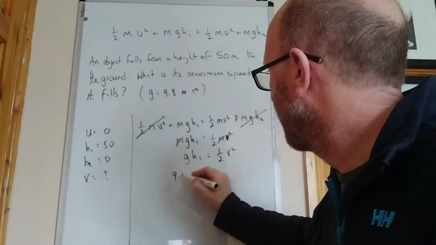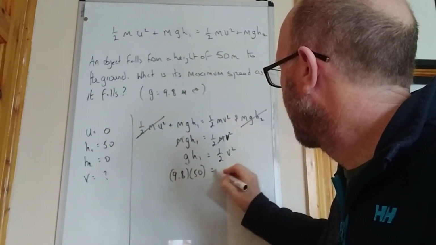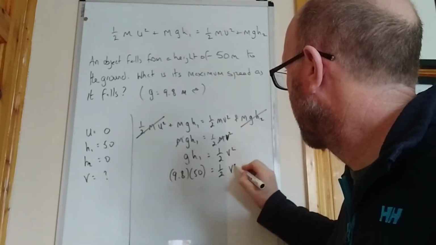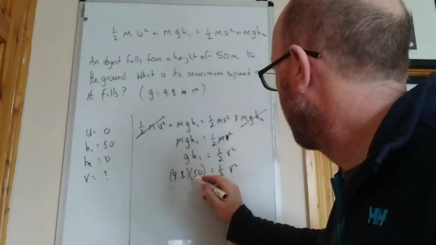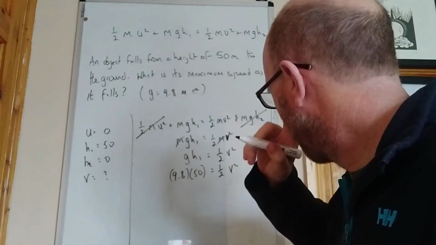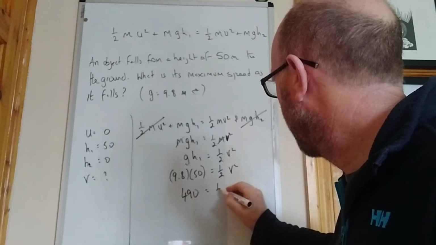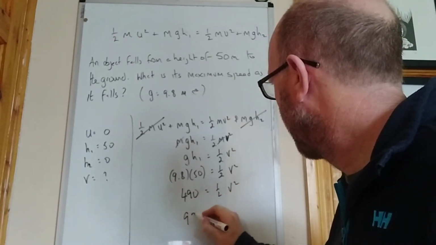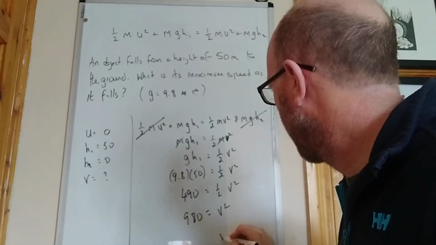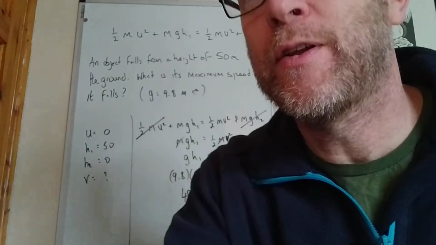So we've 9.8, the original height was 50, equals a half v squared, where v is the final velocity. That's 490, isn't it? Equals a half v squared. So multiply across by 2, and we get 980 is equal to v squared. We get v is the square root of 980.